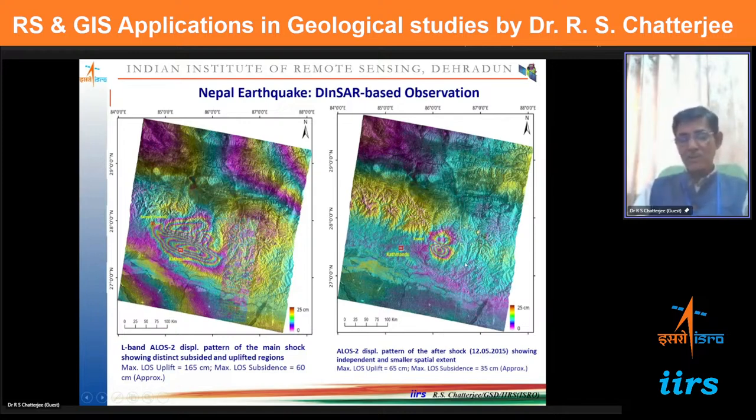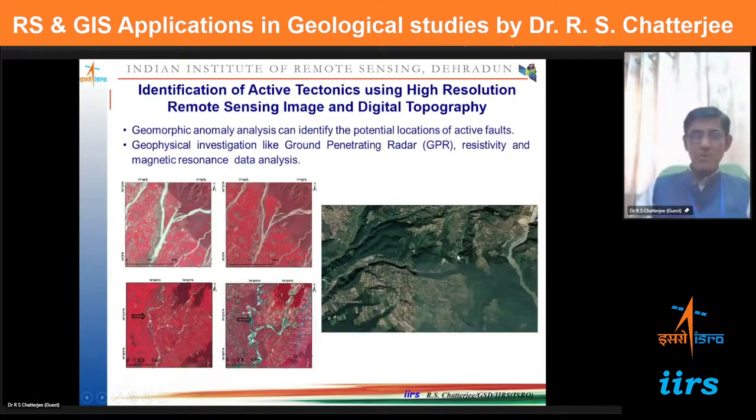And from this peak ground acceleration, what kind of damage could occur, that you can estimate. Okay.